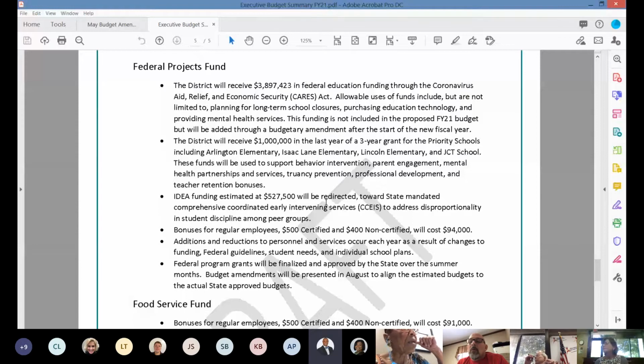So this is directly geared to student services, right? I wouldn't say only that, but that's included in the allowable expenditures.